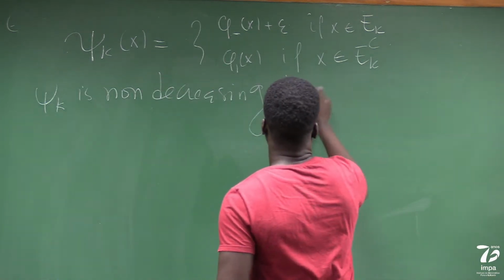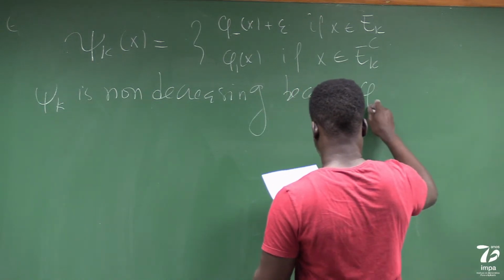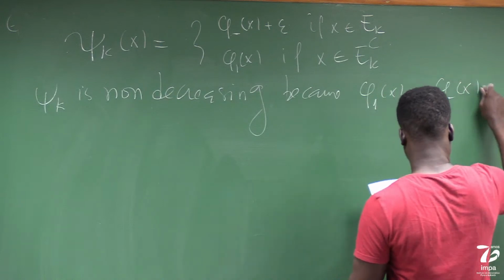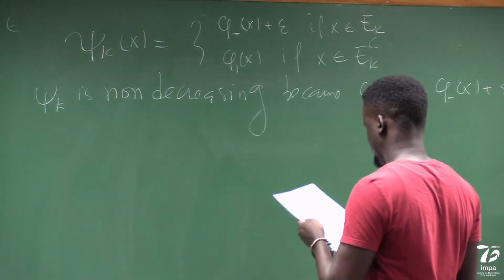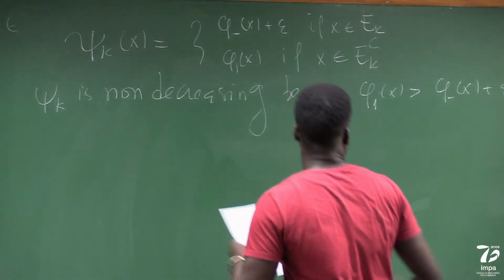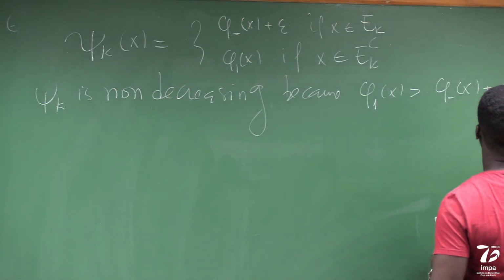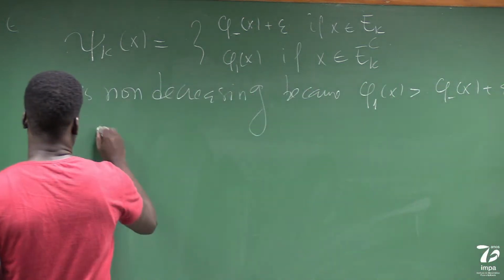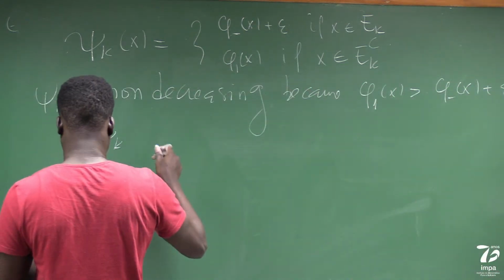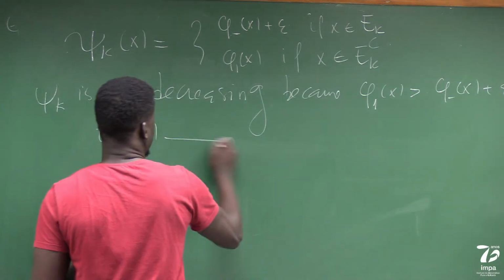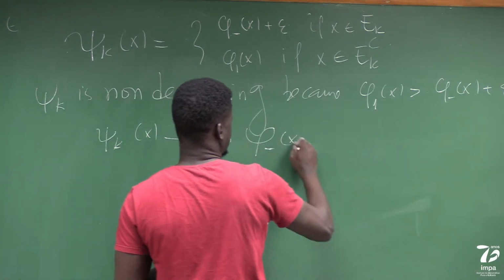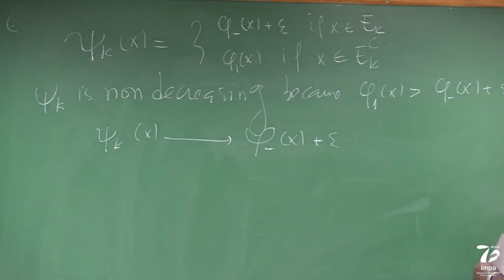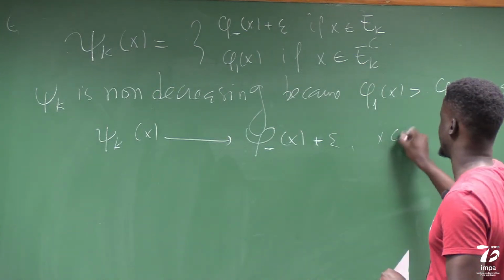So this is because phi 1x is always greater than phi minus x plus epsilon. And you have this for x in K complement. Okay? And you will have that this guy is converging to phi minus x plus epsilon for all x in M.